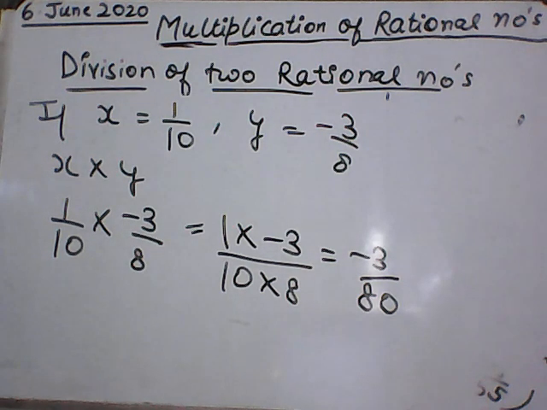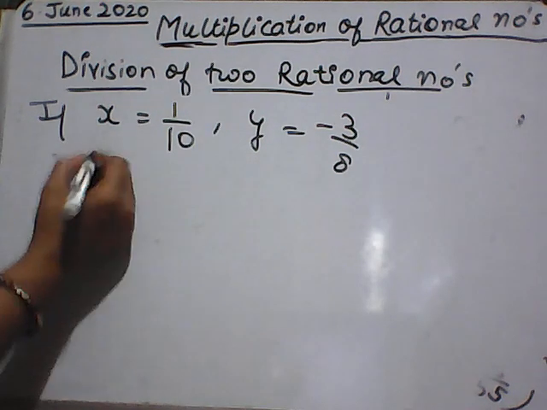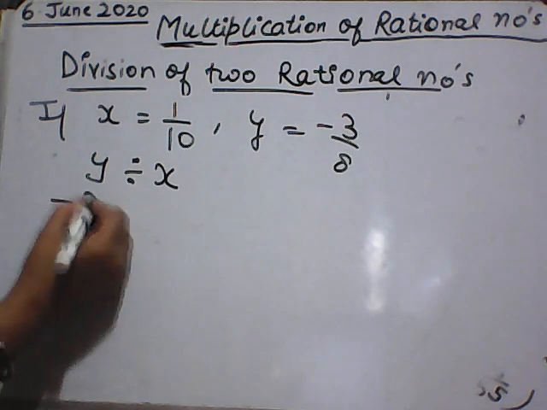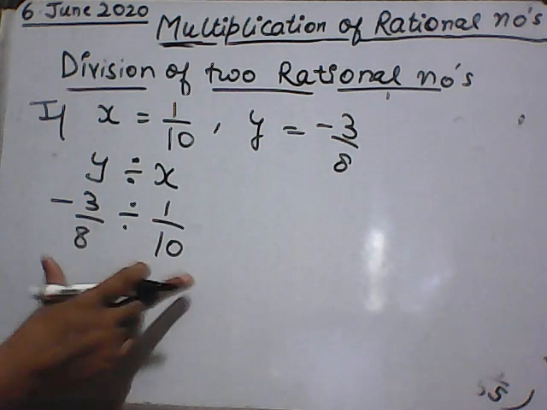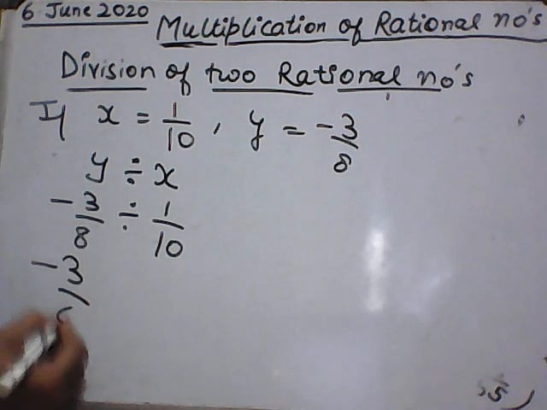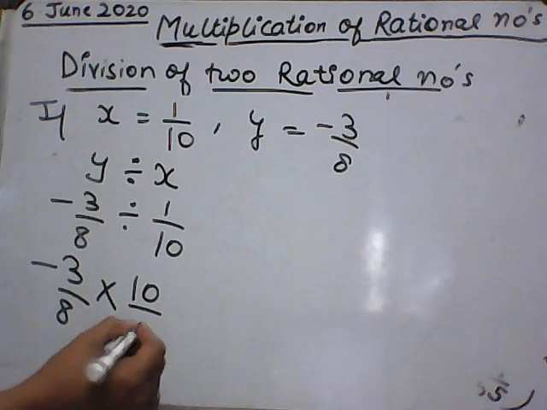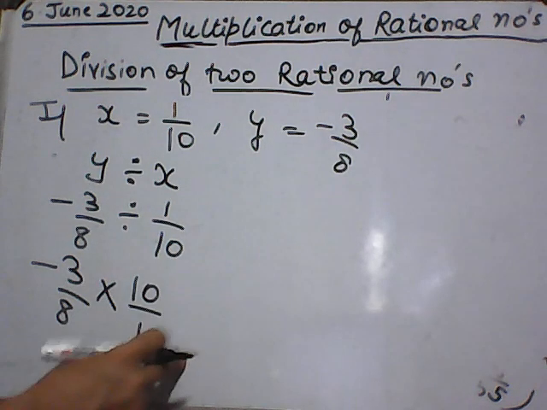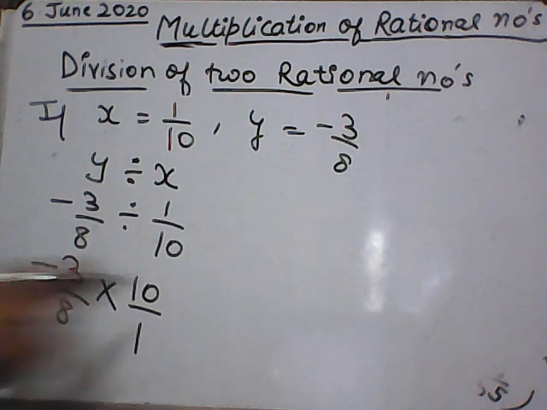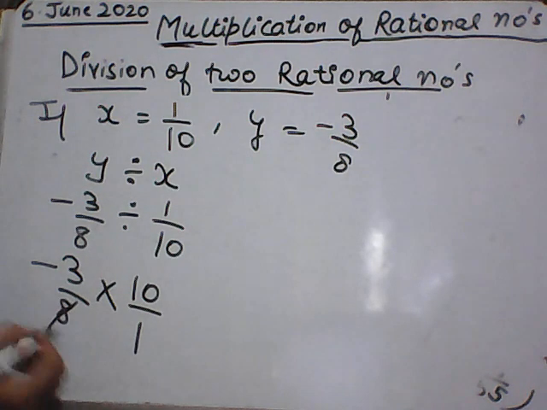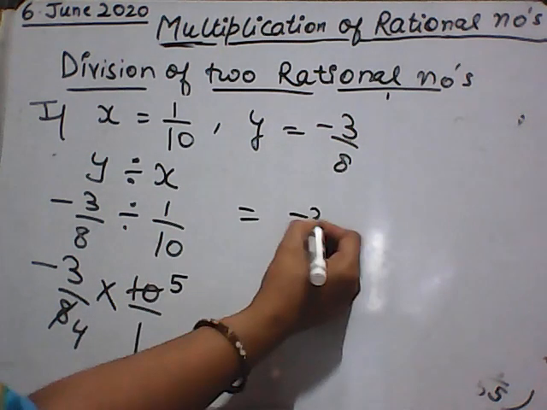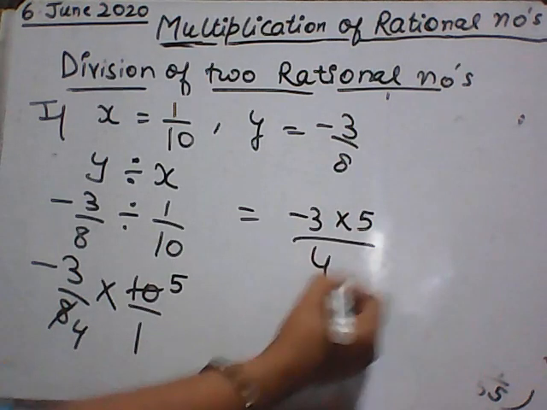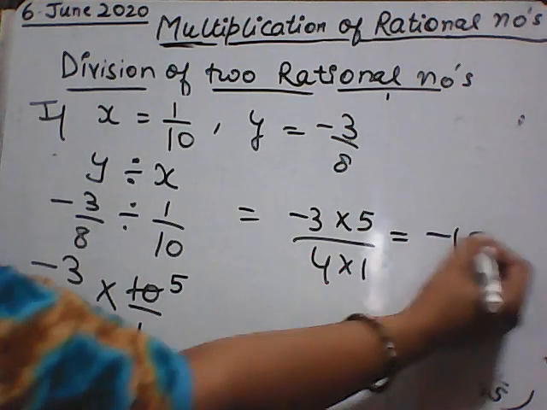If you have to find y divided by x, how can we find y divided by x? What is the value of y? Minus 3 by 8 divided by x, 1 by 10. How can we find the division of two rational numbers? Product of the first rational number with the reciprocal of the second number. Here 10 by 1 is the reciprocal of 1 by 10. Now 10 and 8 come in the table of 2. So 2 fours are 8, 2 fives are 10. It becomes minus 3 multiplied by 5 and 4 multiplied by 1. We get minus 15 divided by 4.